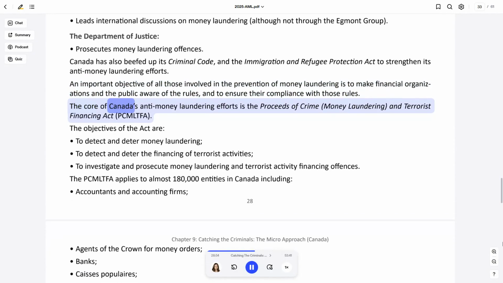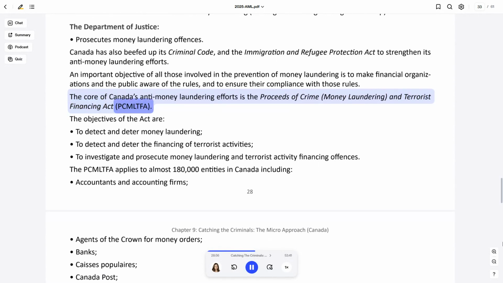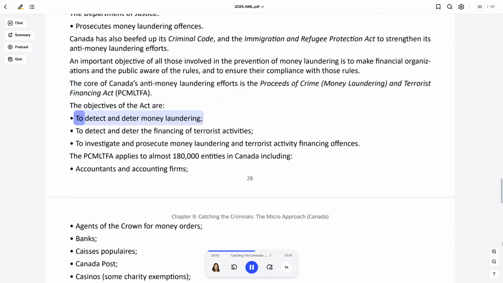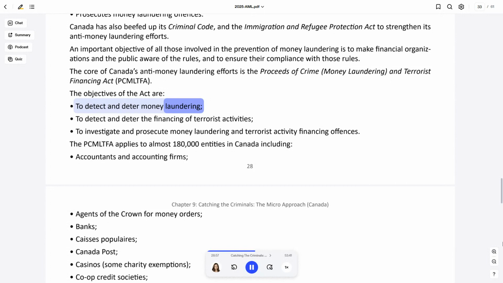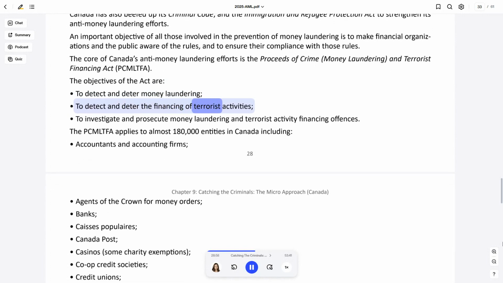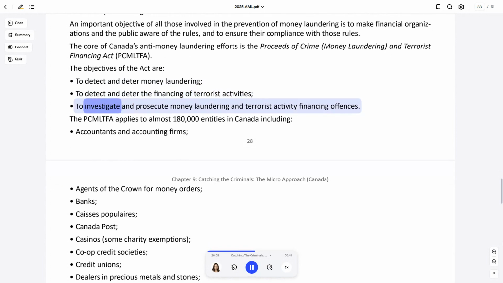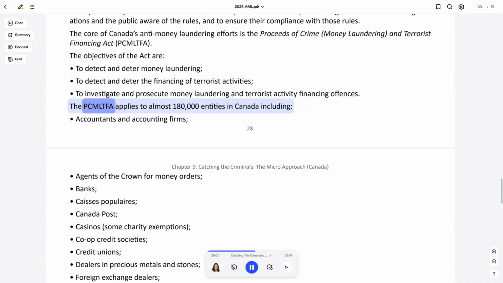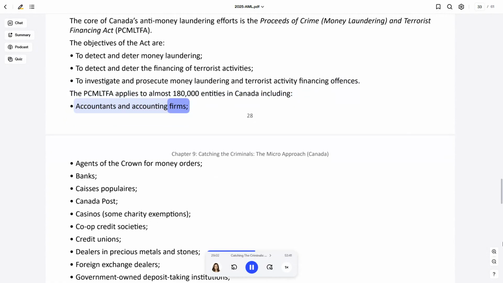The core of Canada's anti-money laundering efforts is the Proceeds of Crime Money Laundering and Terrorist Financing Act, PCMLTFA. The objectives of the Act are to detect and deter money laundering, to detect and deter the financing of terrorist activities, and to investigate and prosecute money laundering and terrorist activity financing offenses. The PCMLTFA applies to almost 180,000 entities in Canada, including accountants and accounting firms.